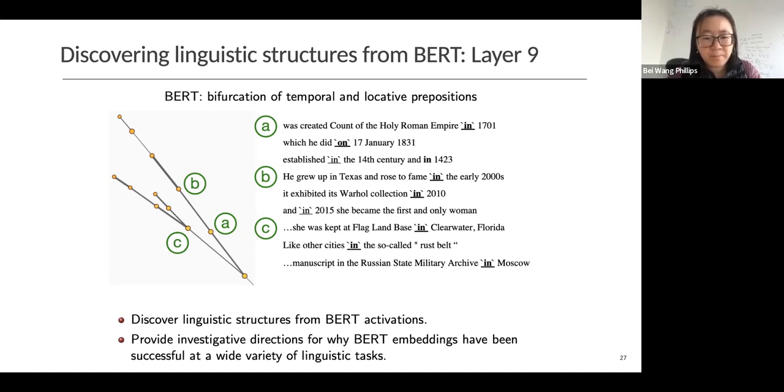So the motivation is that BERT is a language model that is used for many NLP tasks, okay? So the question is, why is it working so well? This is one way of investigating the word embeddings generated by BERT and what is the topological structure of those word embeddings, okay? So this is the first example.